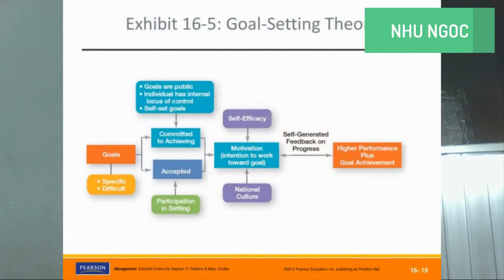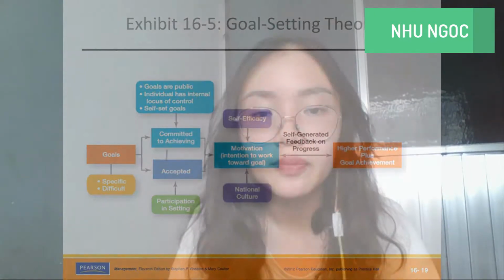Exhibit 16.5 summarizes the relationship among goals, motivation, and performance. One overall conclusion is that the intention to work toward hard and specific goals is a powerful motivating force. Under the proper conditions, it can lead to higher performance.